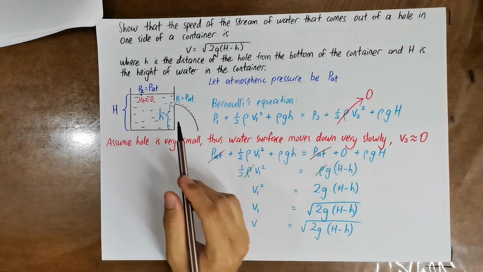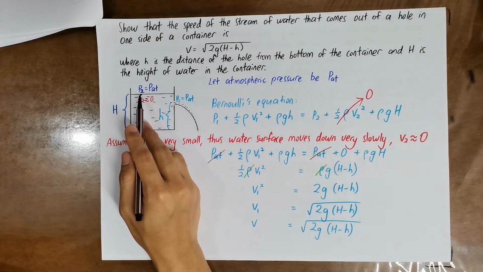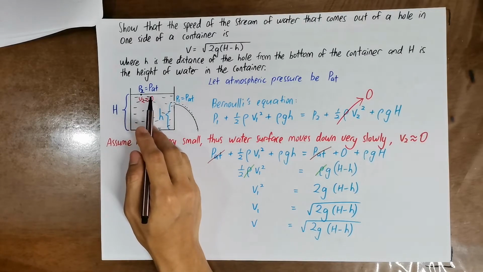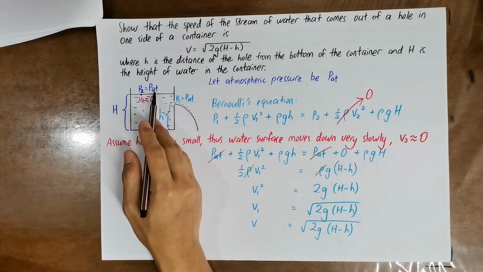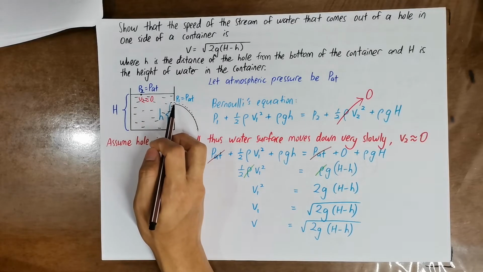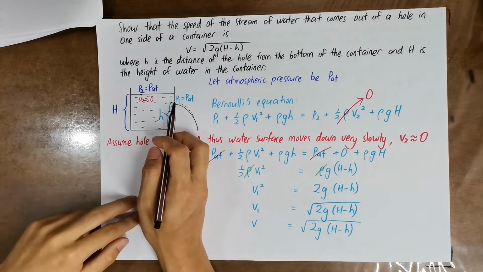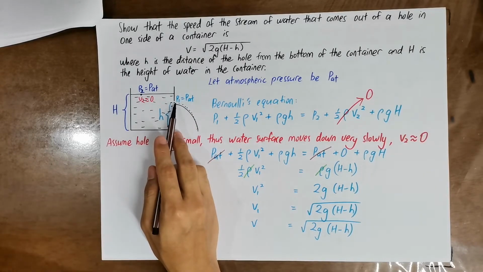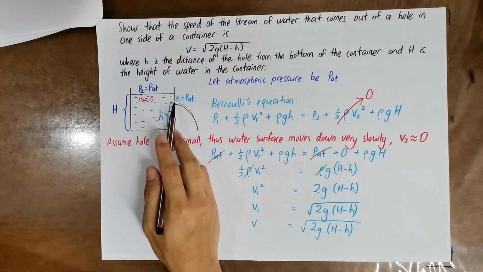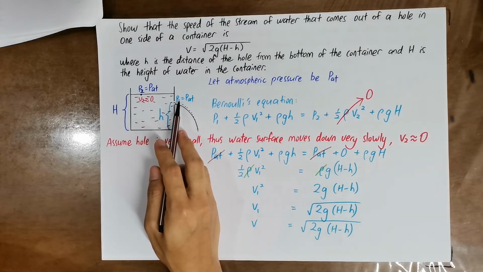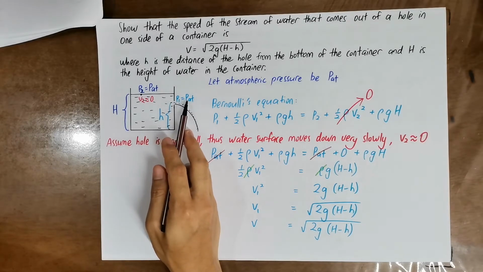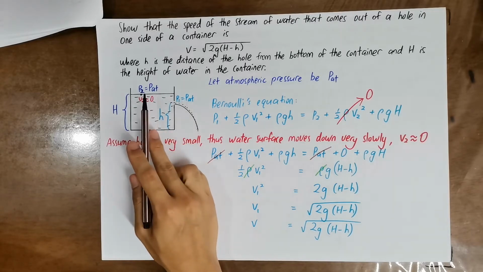Now you choose 2 points. One point is at the water and air interface, so the pressure you feel at this point 2 is the atmospheric pressure. Now you make a hole here, and right at the hole is your point 1. Because we have made a hole, it is exposed to the atmospheric pressure, so the pressure at point 1 is also atmospheric pressure. So P1 equals P2.